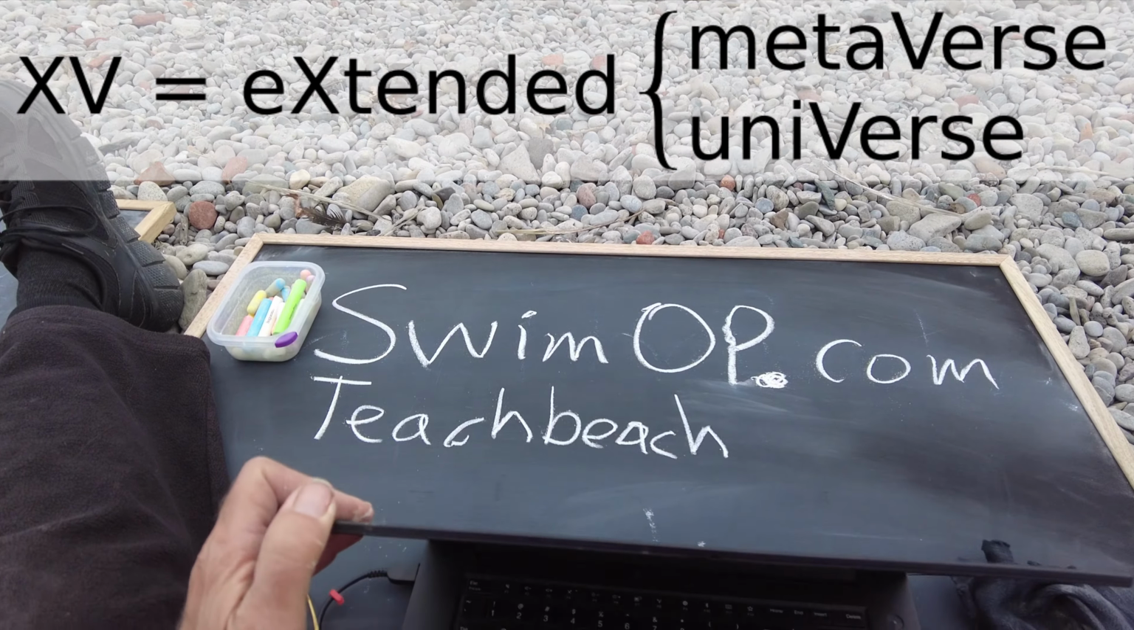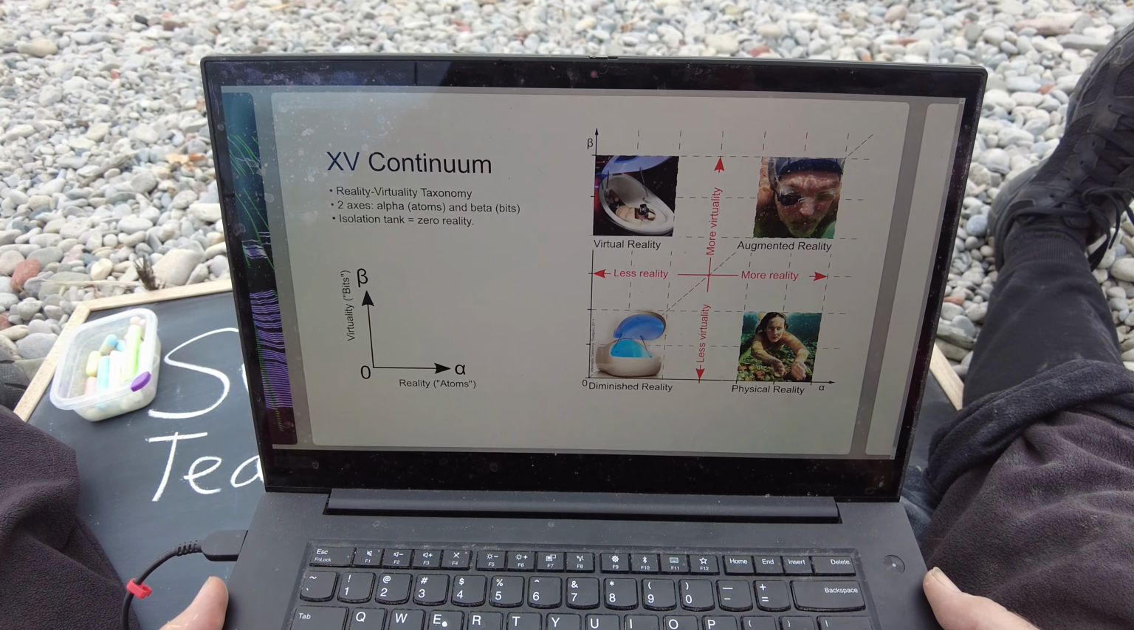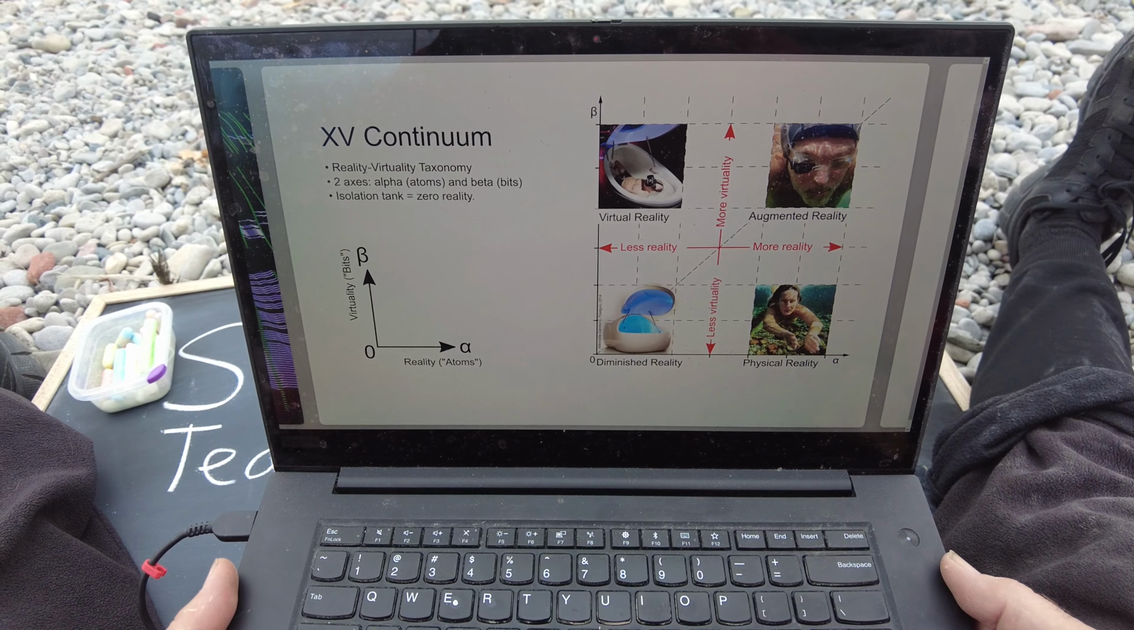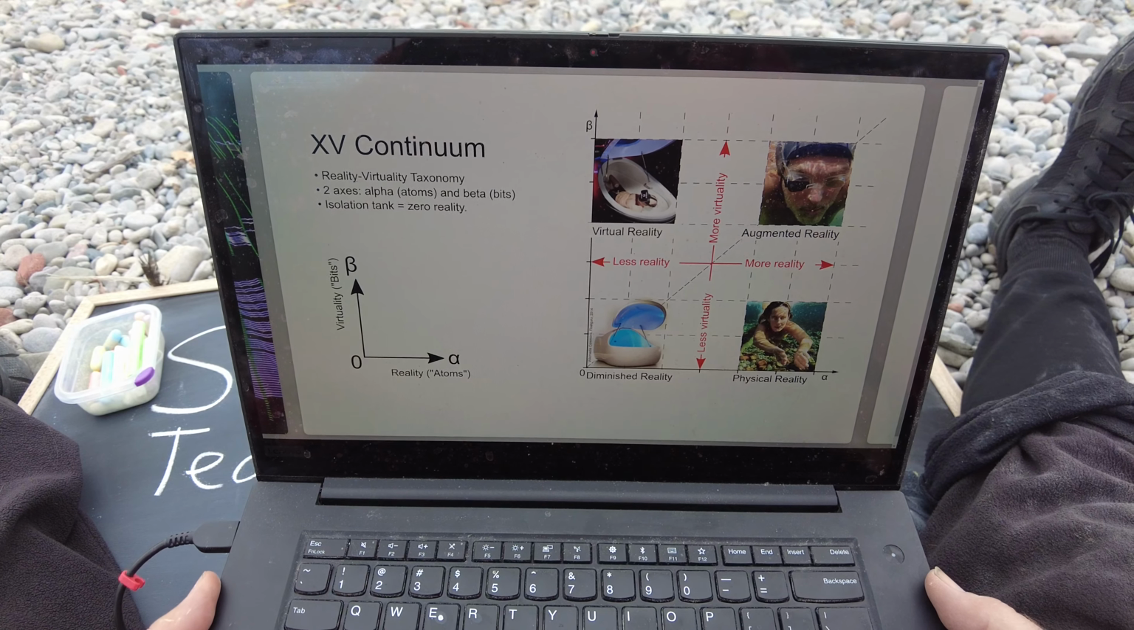So I'm here at Teachbeach, which is our outdoor classroom. What I want to talk about here is extended verse, XV. The XV is a reality-virtuality taxonomy. There are two axes in the extended verse.